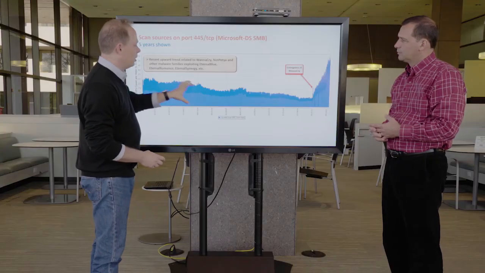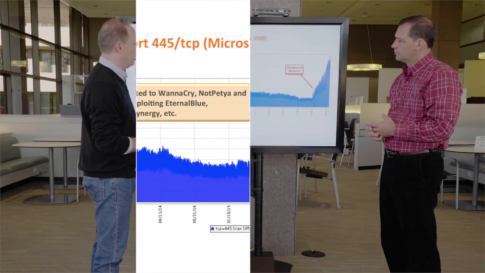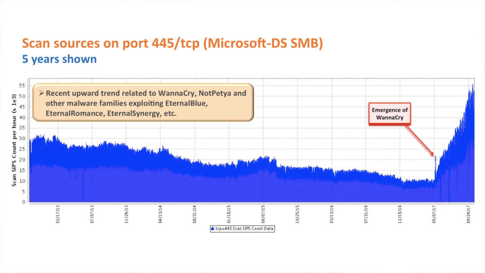A lot of this had been from Conficker infections and some other types of worms that were exploiting the old MS08-067 vulnerability, which is really old at this point. But there still were a lot of devices out there infected and scanning for those. And it had gone down, but as soon as Wannacry came out, leveraging the new exploits of EternalBlue, EternalRomance, EternalSynergy, we started to see a very rapid increase in the amount of scanning going on here.